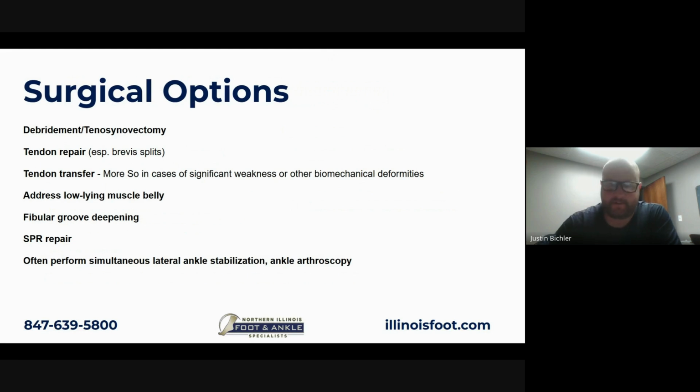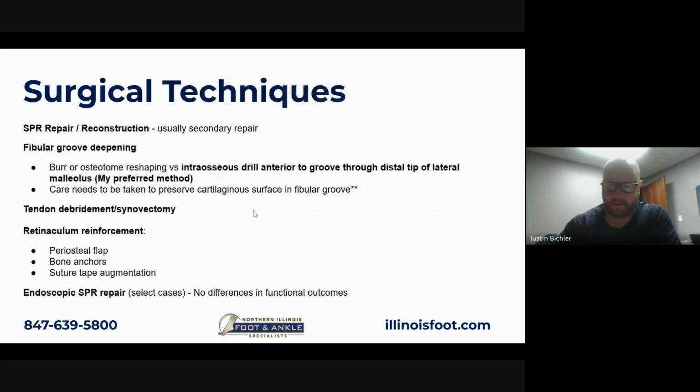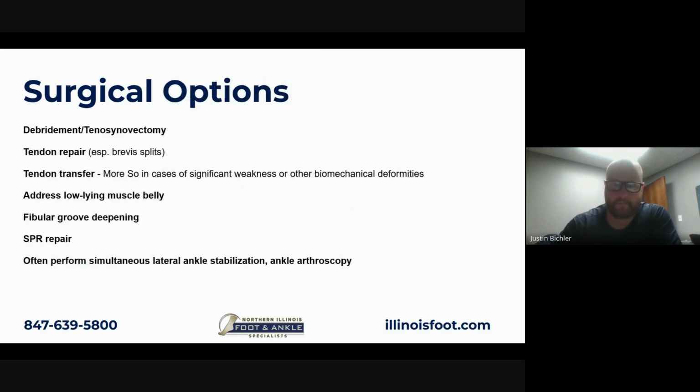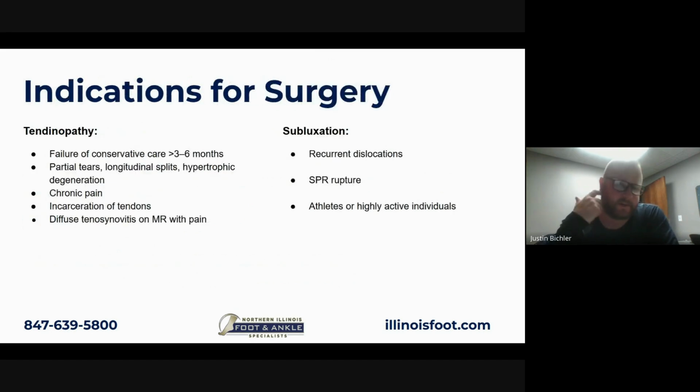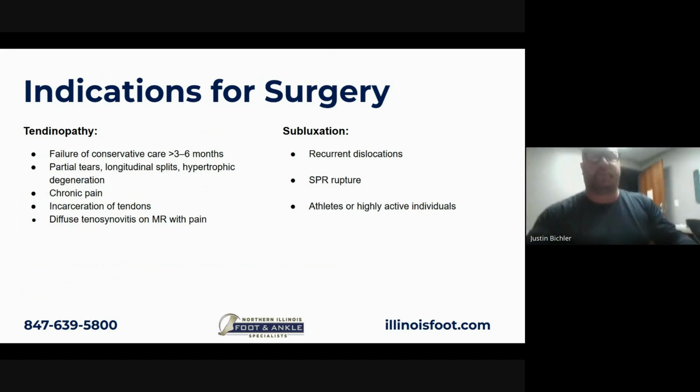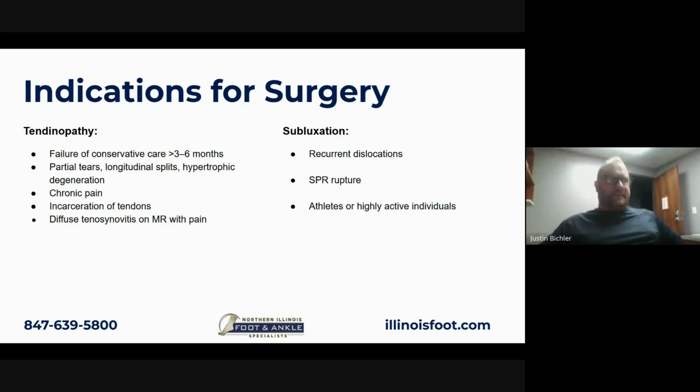Surgical options, a lot of different things we do. If I was understanding your question correctly, I hope I was. Back to this. So indications for surgery. Failure of conservative care. Usually not quick to jump to surgery with things like these unless people have frank instability, chronic instability, and severe pain with instability and subluxation of the tendons.